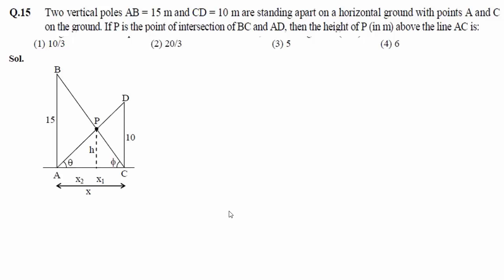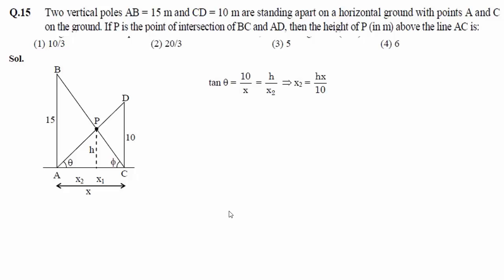AB and CD are two poles of height 15 and 10, standing apart on a horizontal ground with points A and C. P is a point of intersection of BC and AD. Draw the figure like this. Then tan theta equals CD by AC, that is 10 by x. Suppose point P is at a distance h from the ground.